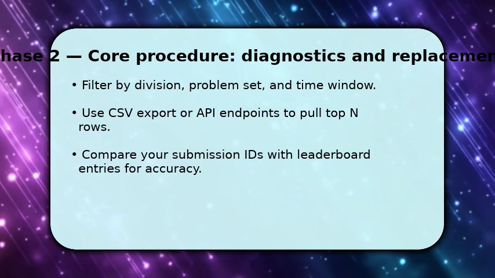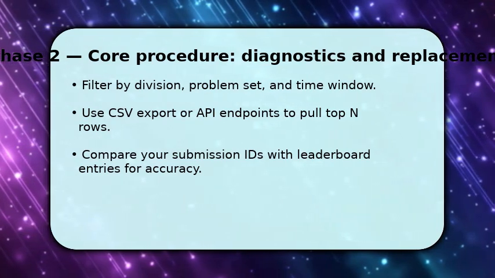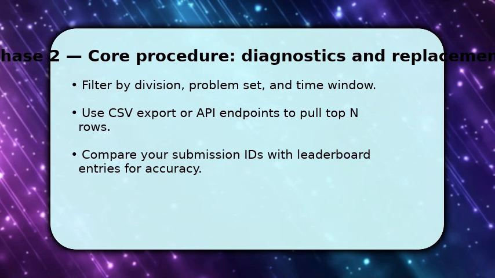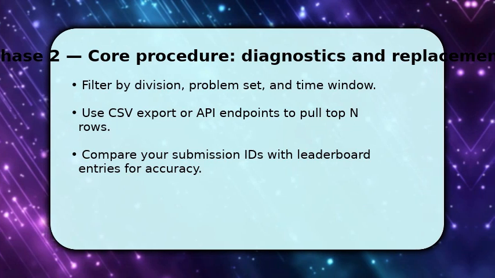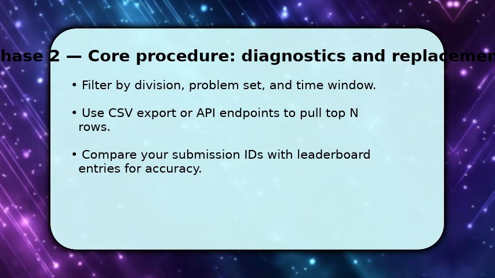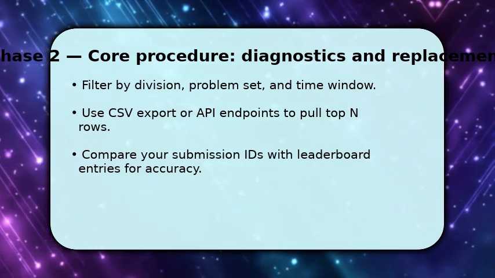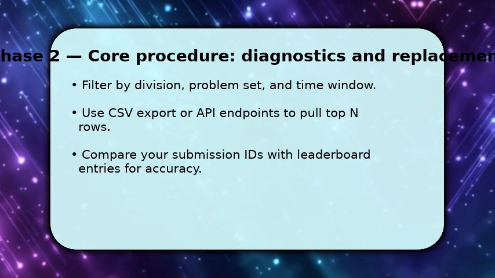Next, you filter the leaderboard by division and problem set to narrow competition. This shows relevant peers and eliminates noise. Then export the view via CSV or call the API endpoint to pull the top N rows. This lets you compute trends locally.